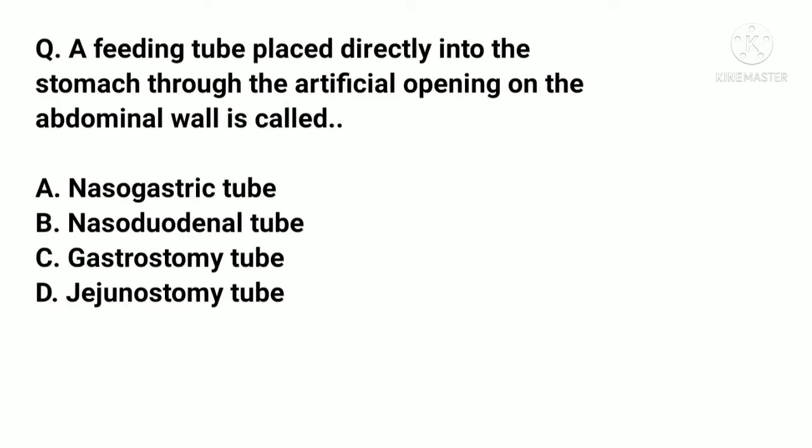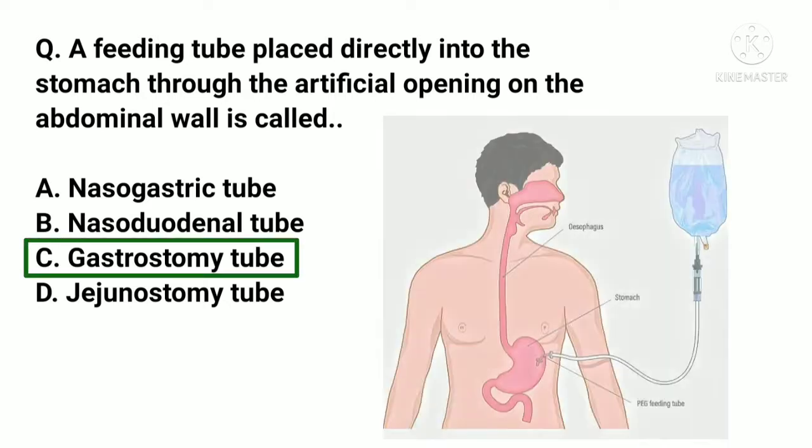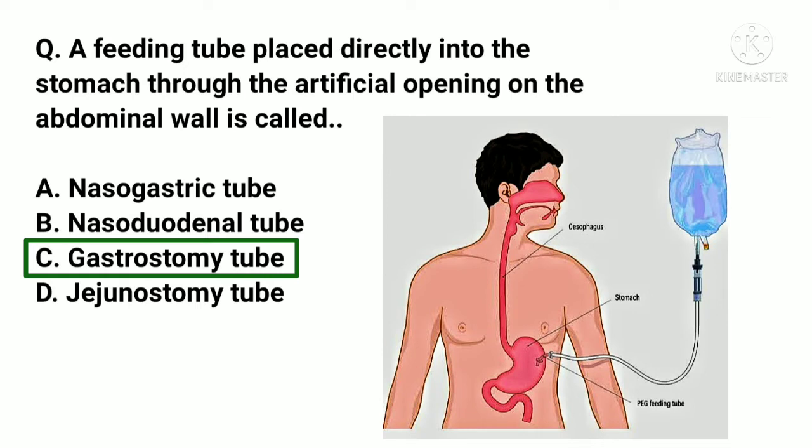A feeding tube placed directly into stomach through the artificial opening on the abdominal wall is called A. Nasogastric tube. B. Nasoduodenal tube. C. Gastrostomy tube. D. Jejunostomy tube. And the correct answer is C. Gastrostomy tube. Gastrostomy is the creation of an artificial external opening into the stomach for nutritional support or gastric irrigation.